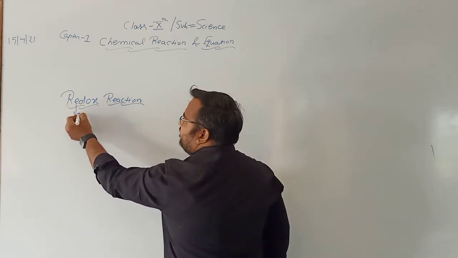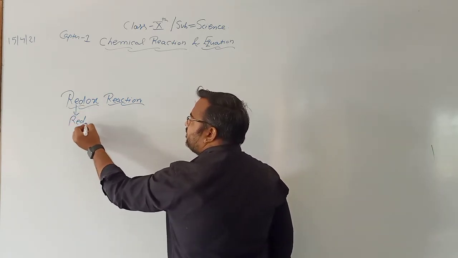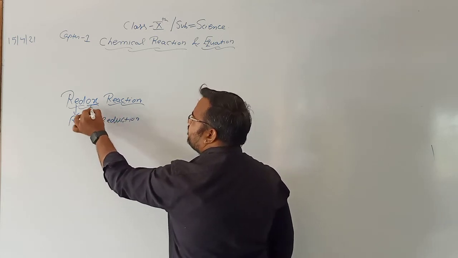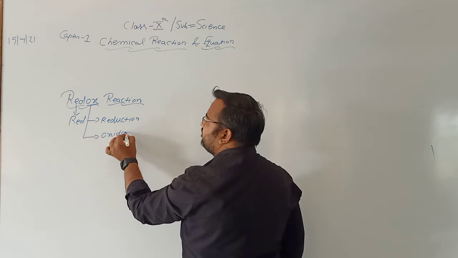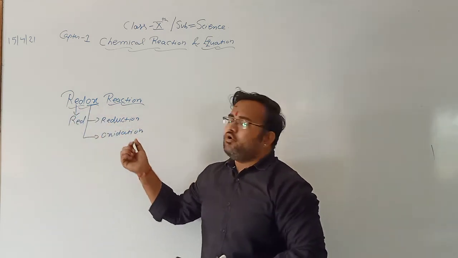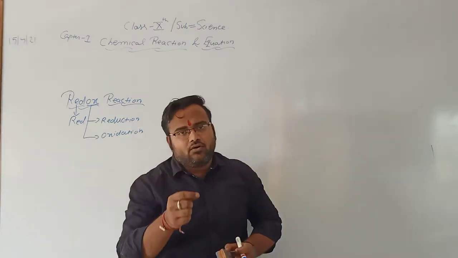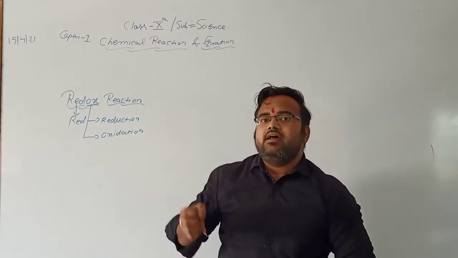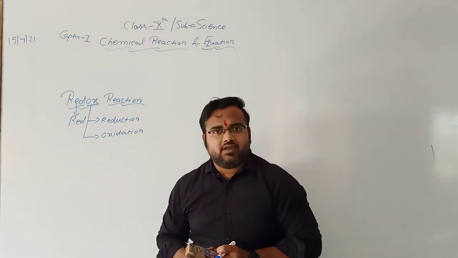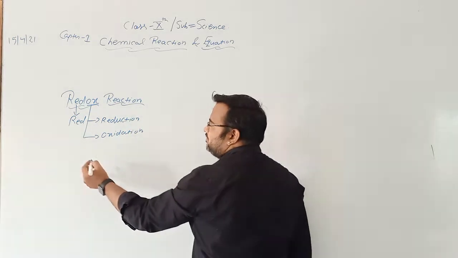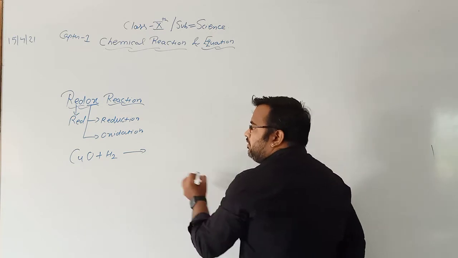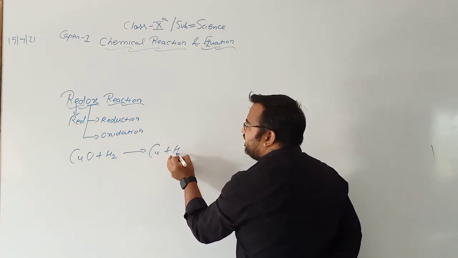Now, red stands for reduction and ox stands for oxidation. That means when reduction and oxidation take place simultaneously in a single reaction, then that reaction is known as redox reaction. Let us take an example of a redox reaction. Copper oxide plus hydrogen will give copper plus H2.